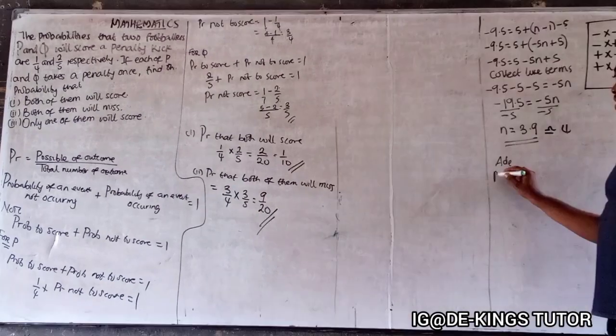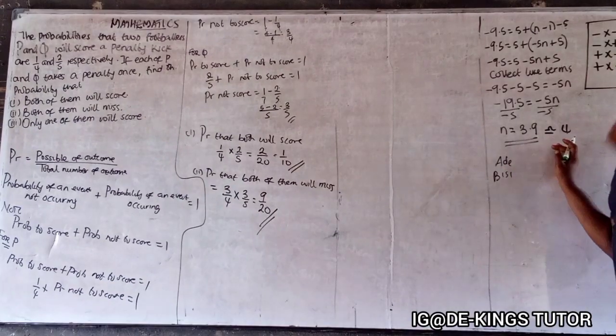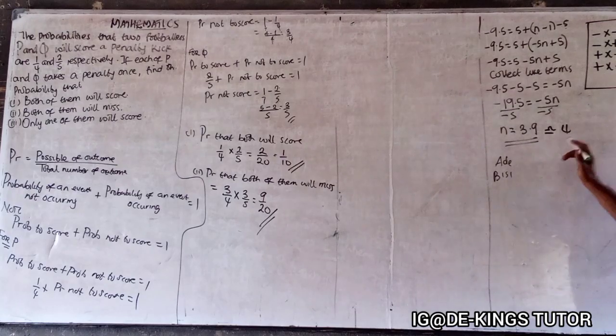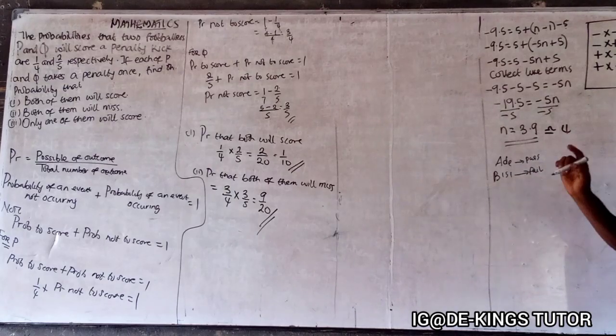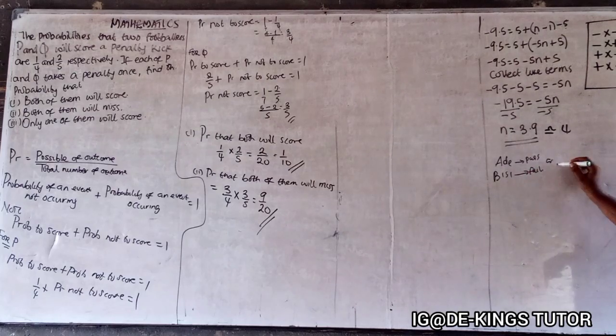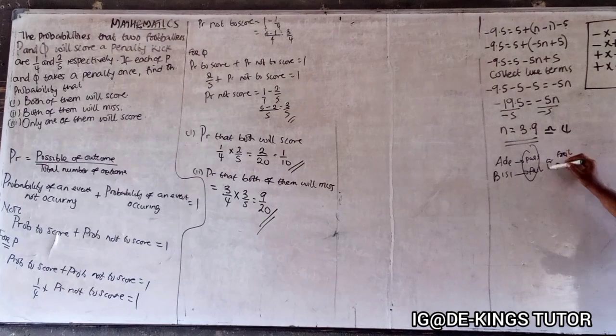Ade and BC wrote an examination. Find the probability that only one will pass. Only one will pass. It means that either Ade will pass and BC will fail, because only one will pass, or either BC will pass and Ade will what? Fail. This is the possibility. So you get this and add it with this. Remember, it is "or", and "or" is addition of probability.